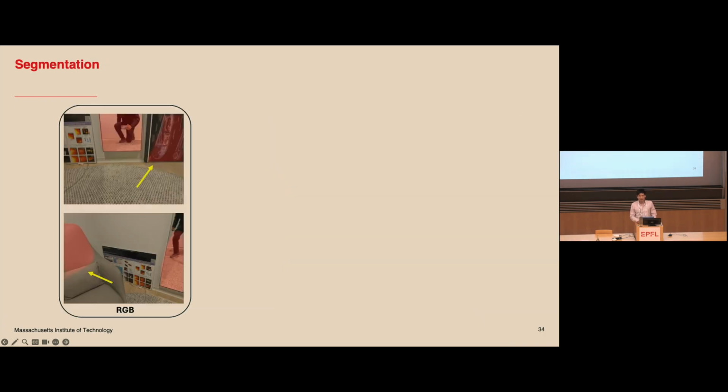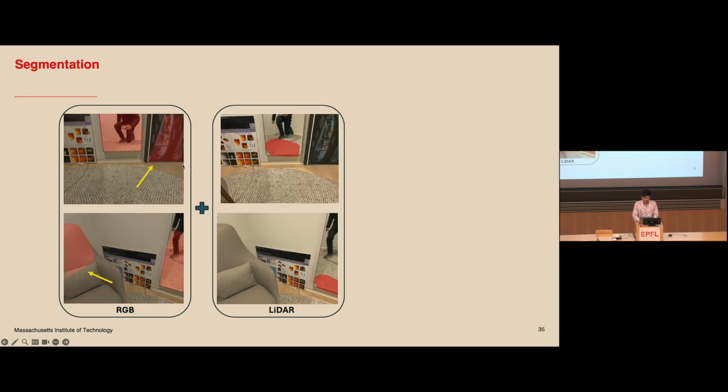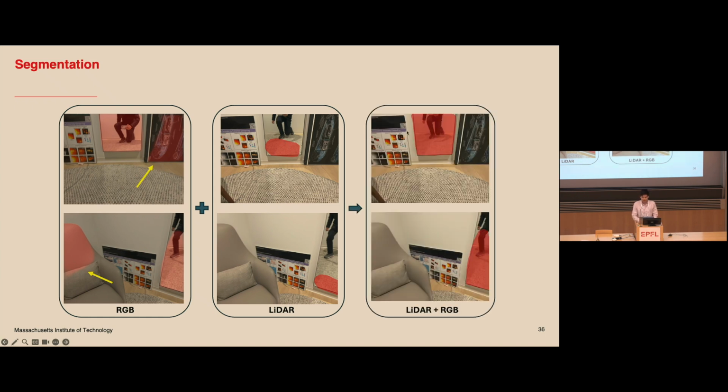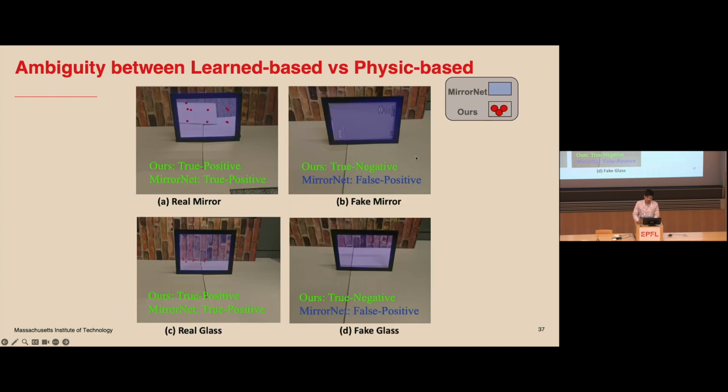Our method can also enhance segmentation. For RGB data-driven methods, you sometimes get confused about which is the mirror, based on the cues of the frame. But our LiDAR approach can detect the true mirror, while the data-driven method is much more smart. So if you combine both techniques, you can detect a true and very dense mirror surface.